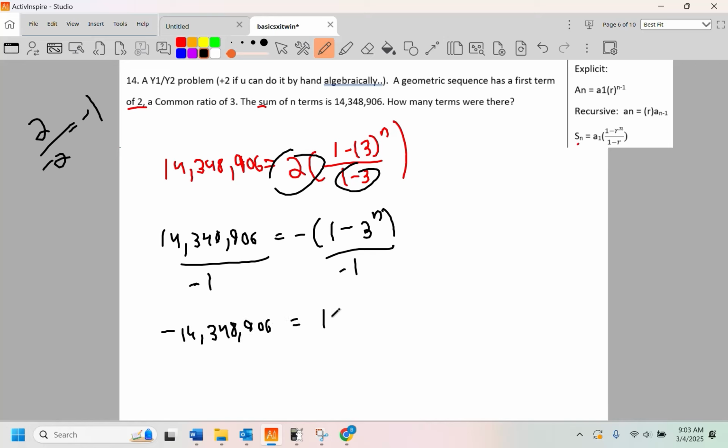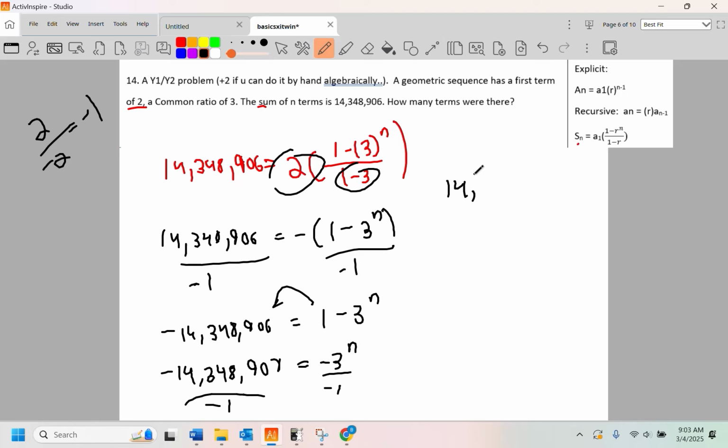-14,348,906 equals 1 minus 3 to the n. I'm going to subtract 1. -14,348,907 is -3 to the n. I'm going to divide out my negativity one more time. 14,348,907 is 3 to the n.